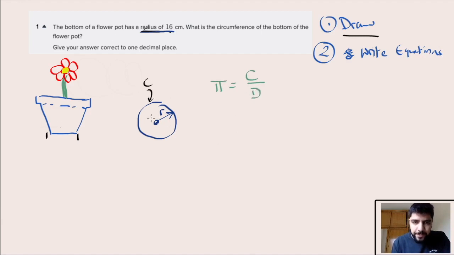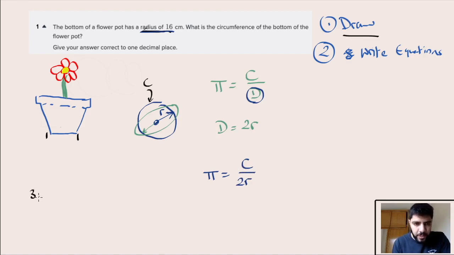Right now we don't have a diameter. We're only given a radius. But we also know that d equals 2 times r. The diameter is twice the radius, right? So if we take this out, then all of this length over here would be the diameter. So instead of d here in this equation, we can write a new equation saying pi equals c over 2r. Okay? We're given r as 16, so now all we have to do is solve.